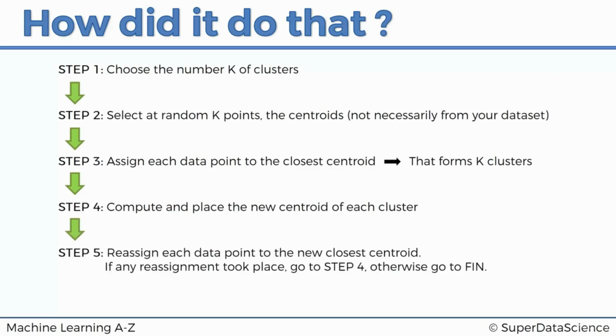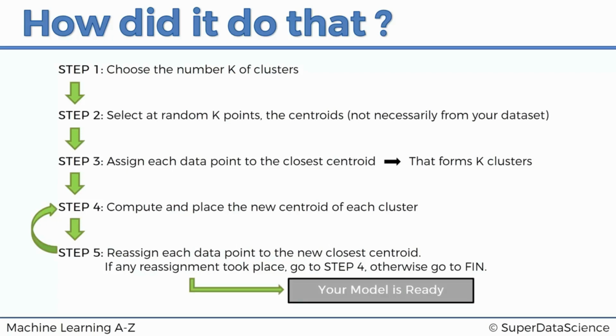Then in step 5, you reassign each data point to the new closest centroid. So basically you perform step 3 again, but we'll just call it step 5 here. And then if any reassignment took place, you repeat step 4. So it becomes an iterative process of step 4, step 5. And if no reassignment took place, you go to finish and your model is ready.